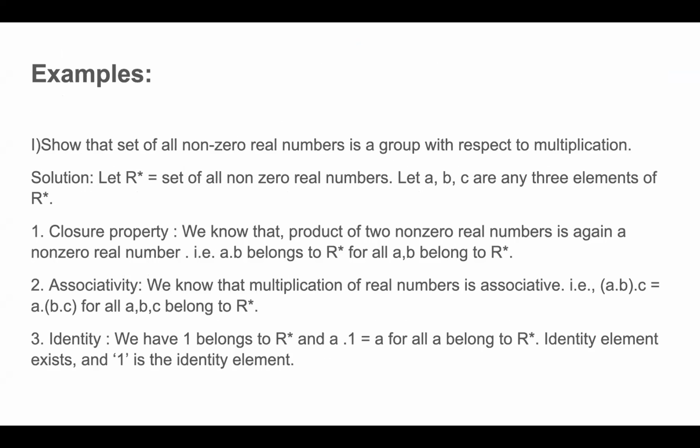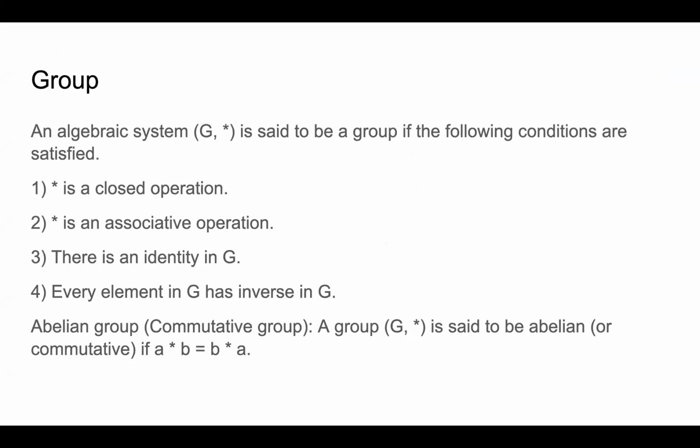What is a group? It is an algebraic system. It is said to be a group if the following conditions are satisfied. Here G with star, where star is the operation. Is this a group, yes or no? It is G under a specific operation. In many of the examples we have seen multiplication operation, addition operation, like that. A group is G under the star operation.